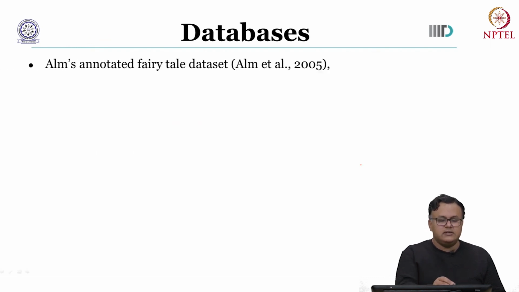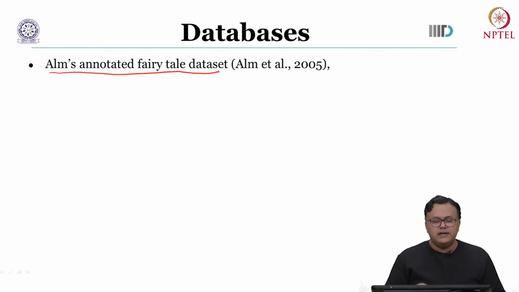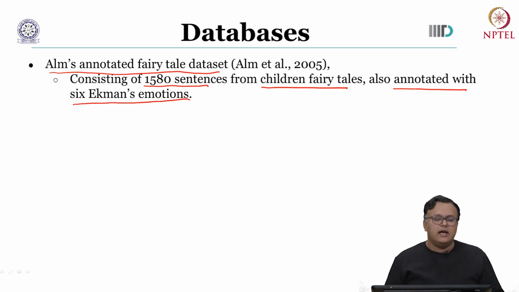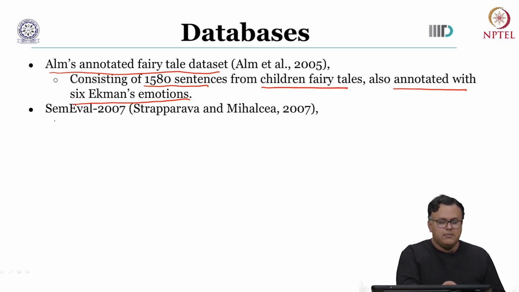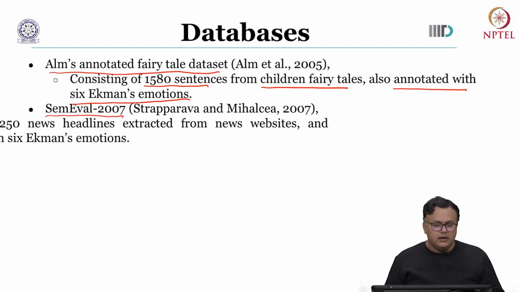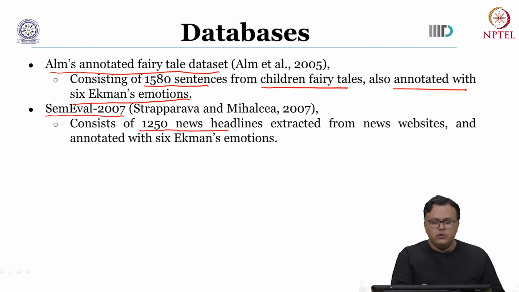Now, another dataset is Alm's annotated fairy tale dataset proposed in 2005. In this dataset, there are 1580 sentences from children's fairy tales, annotated with the categories from Ekman's classical categorical emotion representation. Then there is the SemEval 2007 data by Strapparava and Mihalcea. In this, we have 1250 news headlines extracted from news websites, and these are again annotated for the categorical emotions.